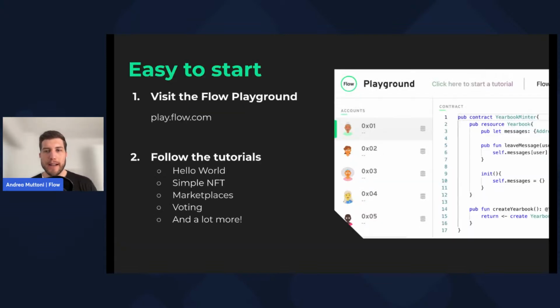Now, if you're at all curious about trying out Flow and trying out Cadence, I think a great way to start is going to play.flow.com. This is the Flow playground, and there's a nice button called click here to start a tutorial. I think we've updated the playground. It's a lot more performant now, but there's still a getting started section where you can follow a lot of different tutorials, like the Hello World, simple NFT, all the way to marketplaces and voting.